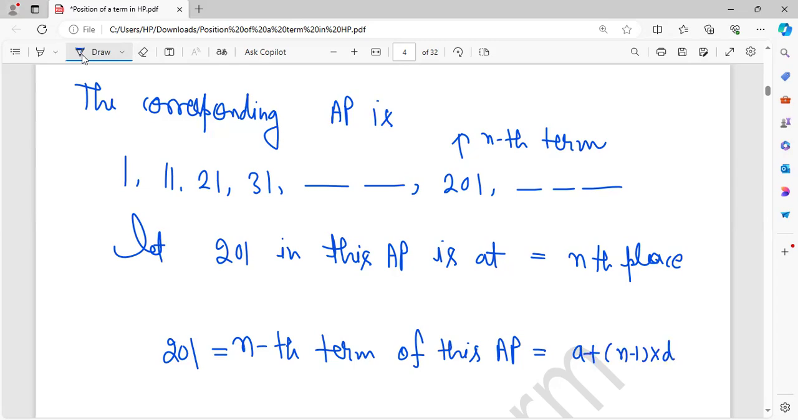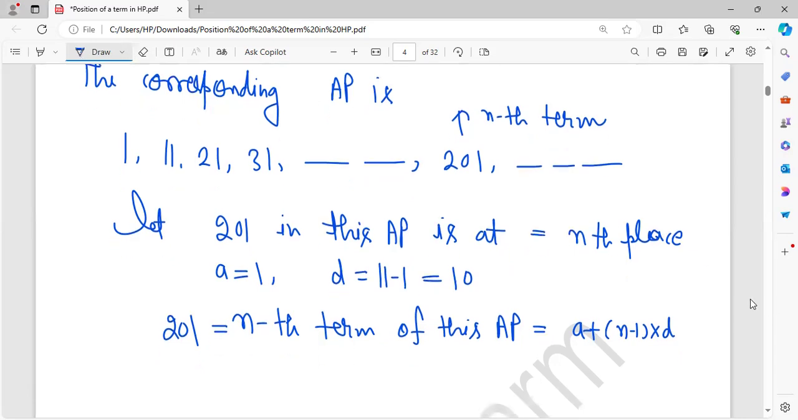So what is A here? A is nothing but 1. What is D? 11 minus 1, that is 10. Or you can say 21 minus 11, that is 10. Or you can say 31 minus 21. You can calculate any way, okay? Because this is AP. Now put all these values here, the values of A and D.